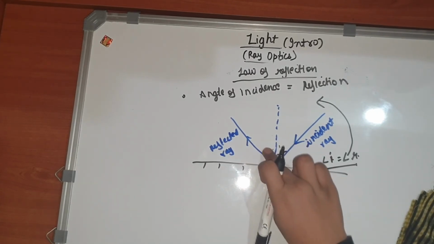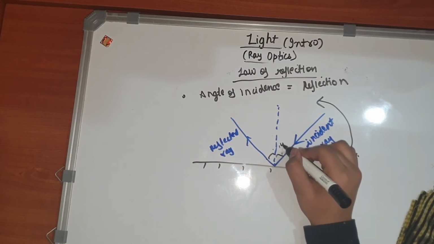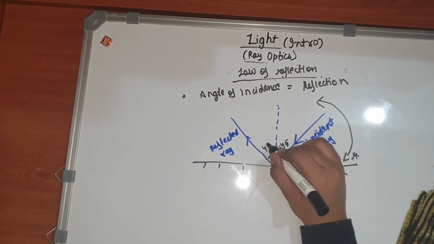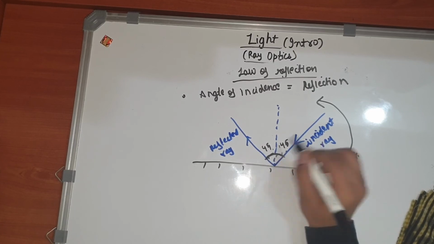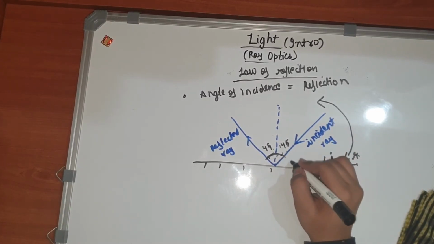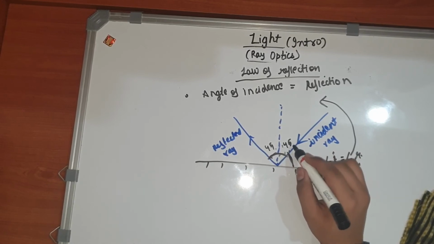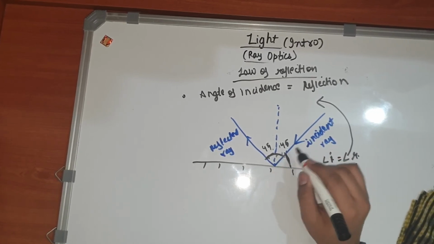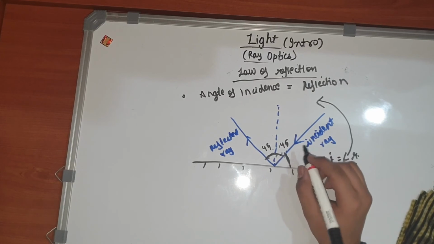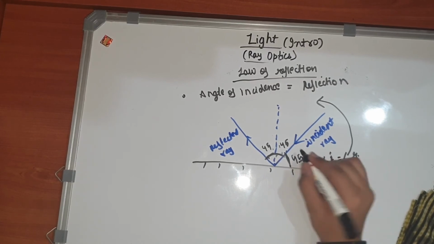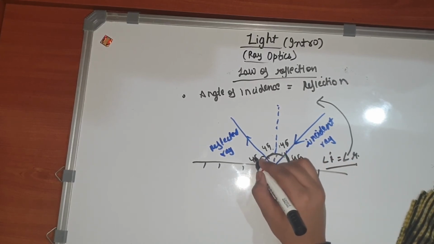So suppose this angle is 45 degrees. So this angle will also be 45 degrees. And one more thing, to find this angle, this part, we just subtract this 45 from 90. So 90 minus 45 is 45 only. This will also be 45.